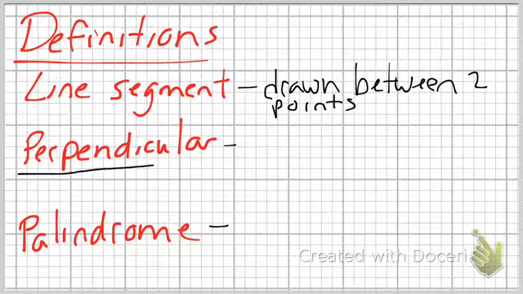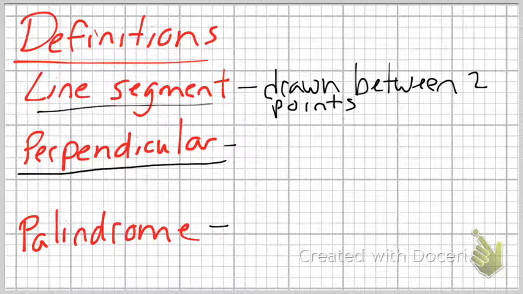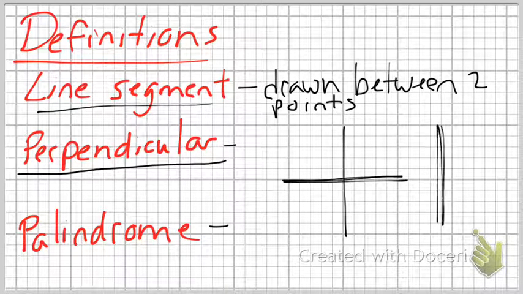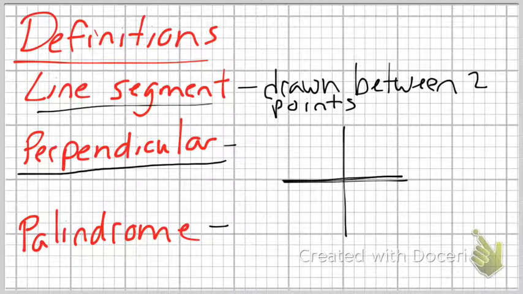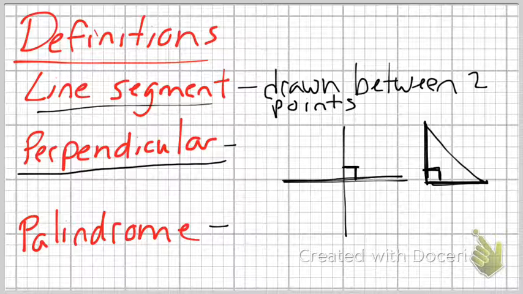The term perpendicular. Now, we almost always have lines that intersect each other. Sometimes lines intersect each other at different angles. Perpendicular lines will always make 90 degrees. And the way we see 90 degrees is if we see a square, just like in a triangle. A right angle triangle always has 90 degrees. So this side here and this side here are perpendicular.